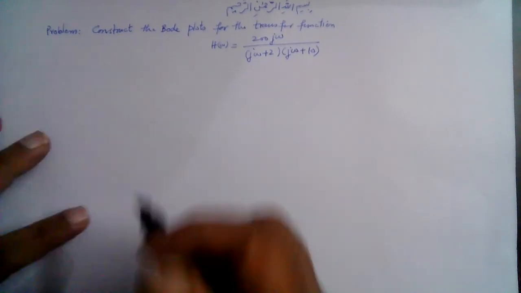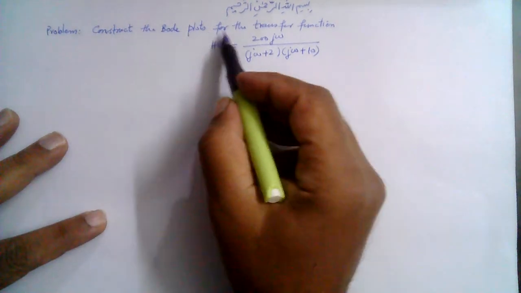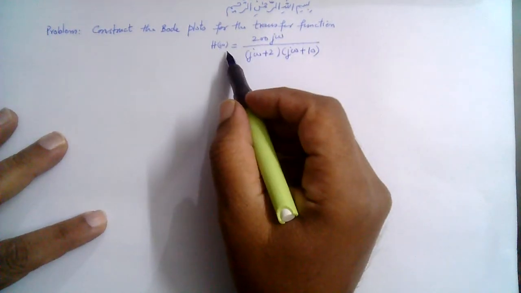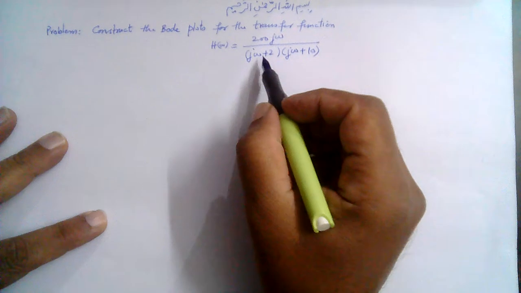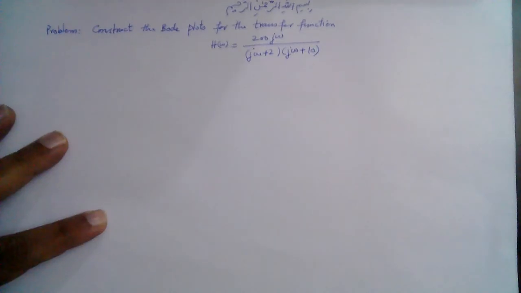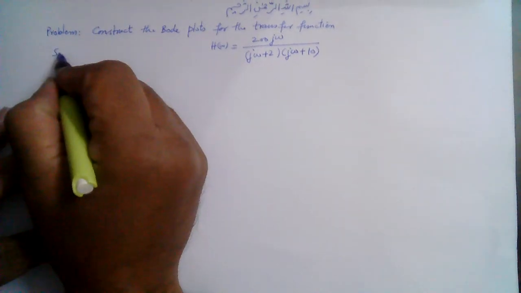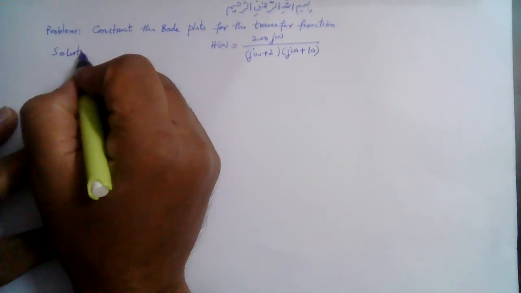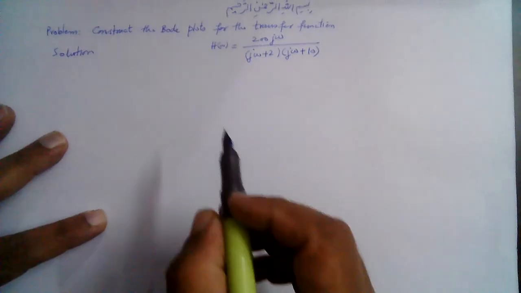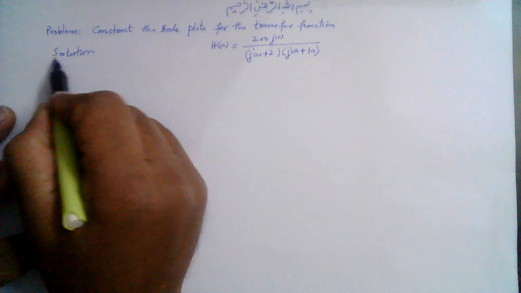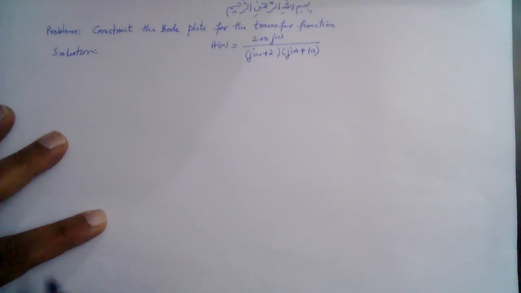Bismillahirrahmanirrahim. Construct the Bode plots for the transfer function H of omega is equal to 200 j omega divided by (j omega plus 2) into (j omega plus 10). So the Bode plots comprise of two parts, the magnitude plot and the phase plot.